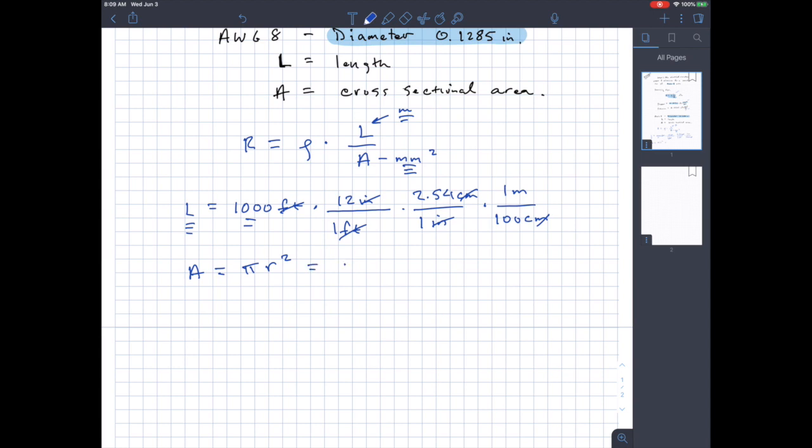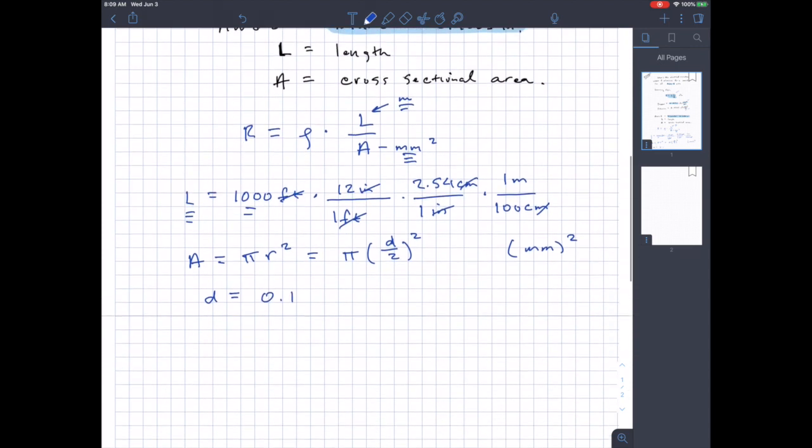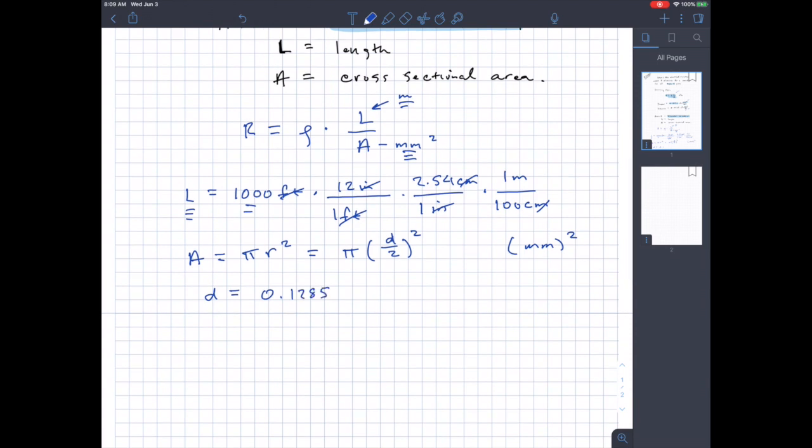But we're given diameter, and so we just take the diameter, divide it by 2 to get the radius, and we square it. Okay, and our goal here is to get this in millimeters squared, so that we can plug into this formula and the dimensions will work out. Okay, so if I have D in inches, what was that answer? 0.1285. That's in inches. I'm trying to drive this conversion into millimeters. Okay, and then when I plug that in, I'll get millimeters squared for the cross-sectional area.